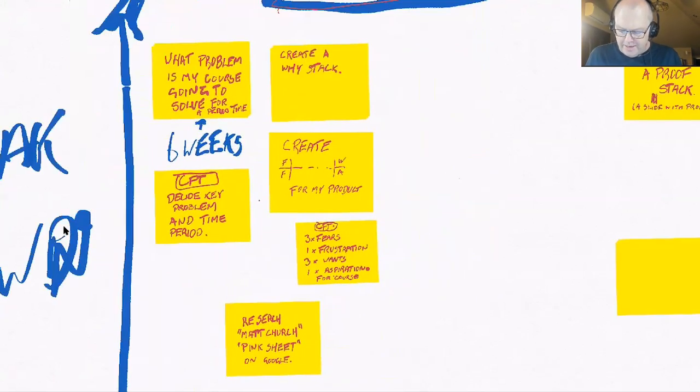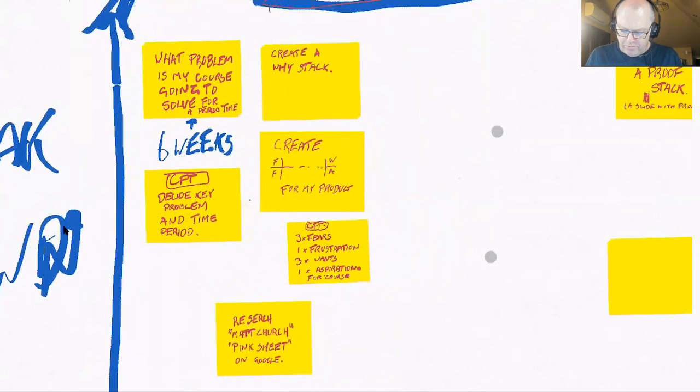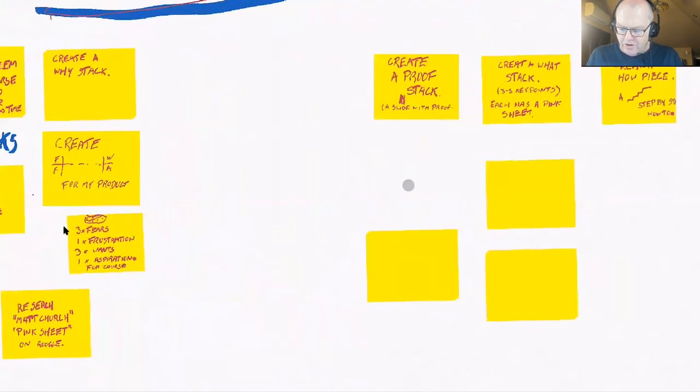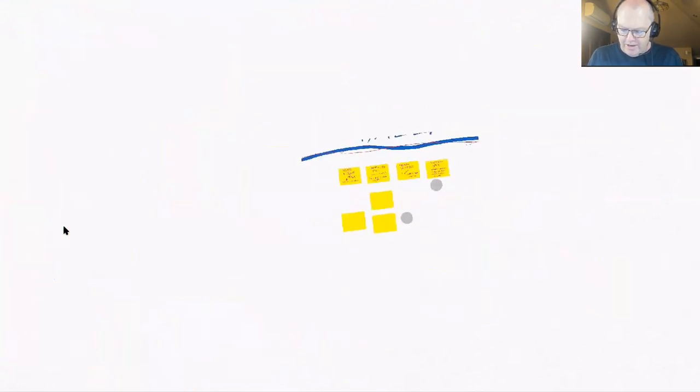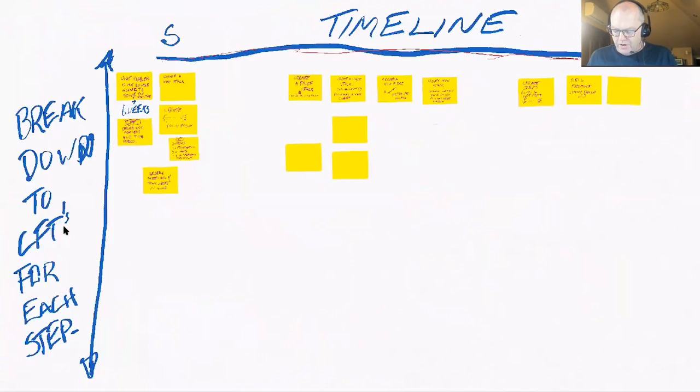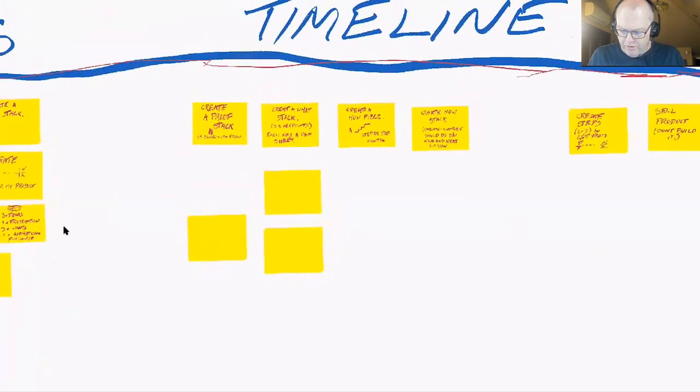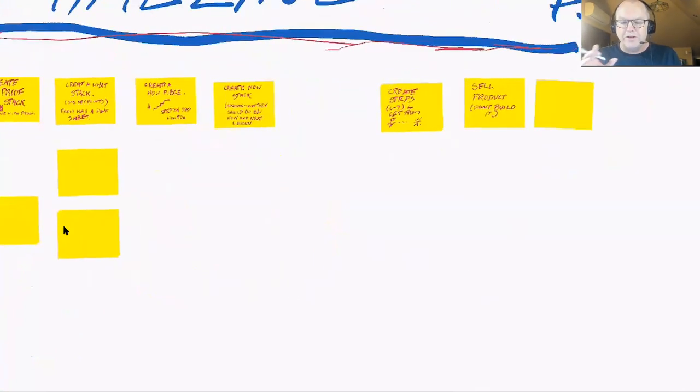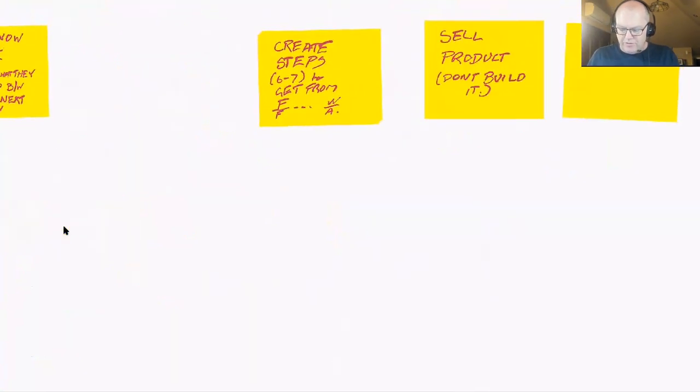Okay, so we've created our Y stack for our product. We've decided what the problem is. Now, if we look at our timeline, let's zoom right out. We've got create a proof stack, create a what stack, create a how piece, create a now stack. That's actually guts work. What we actually need to do, and you saw it was the 3rd chapter, is we need to create the steps.